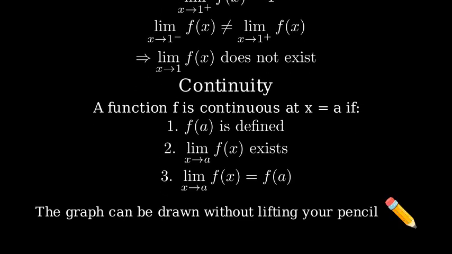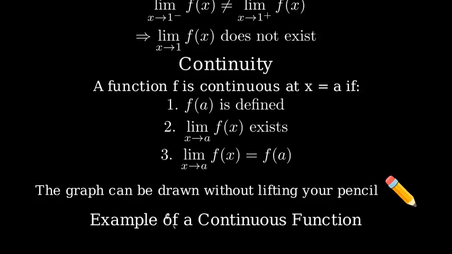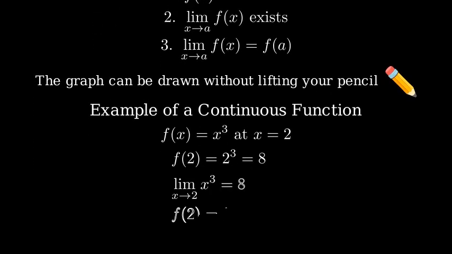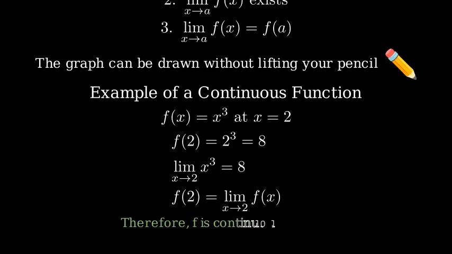Intuitively, a function is continuous at a point if there is no jump or hole at that point. The graph can be drawn without lifting your pencil. Let's look at examples of continuous and discontinuous functions. First, f of x equals x cubed at x equals 2. F of 2 is 8. The limit of x cubed as x approaches 2 is also 8. Since they match, f is continuous at 2.